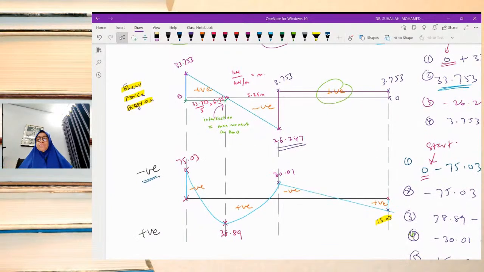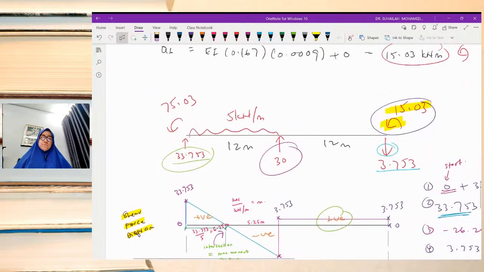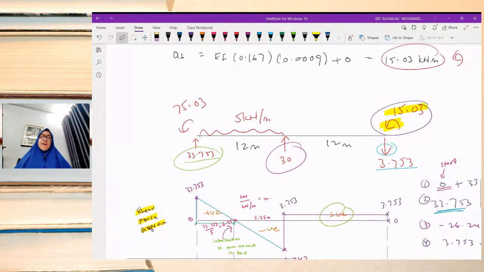That's all for tonight. Thank you very much. I hope this will help you a lot. Inshallah we will continue with one frame example by next week.